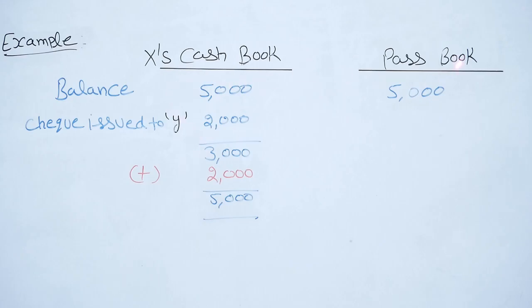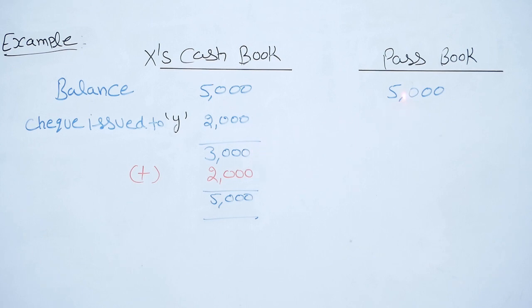X cash book, passbook. We have assumed cash book balance 5,000, passbook balance 5,000. Suppose X have issued a check to Y of rupees 2,000. X must have reduced their cash book by 2,000 rupees. So after deducting 2,000, X cash book balance is 3,000. But Y didn't present the check in the bank. Therefore, bank didn't reduce 2,000 rupees from the passbook. That's why balances are mismatching.